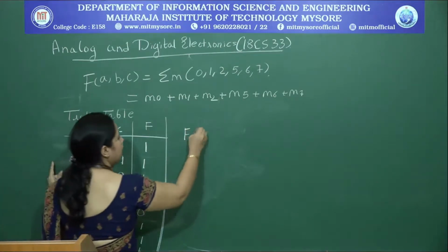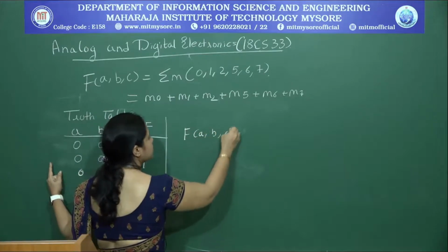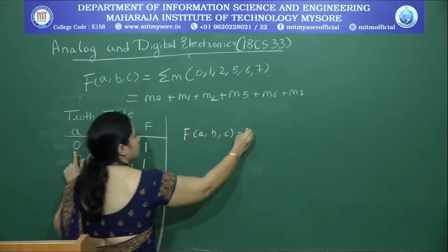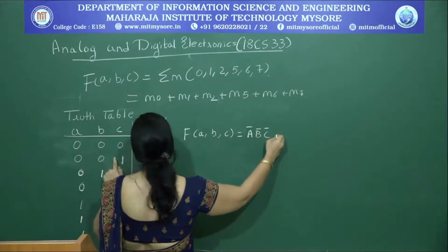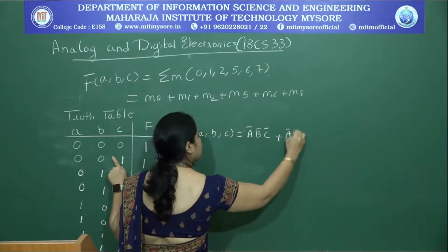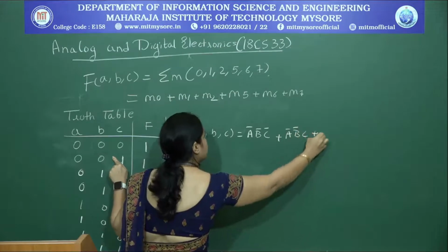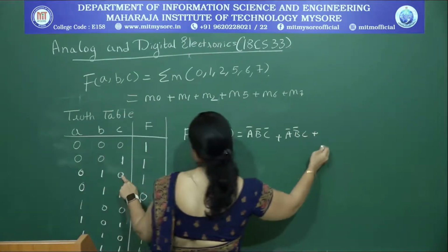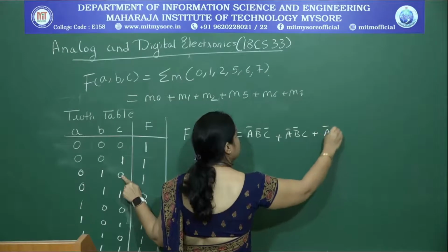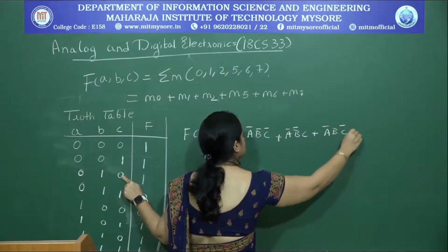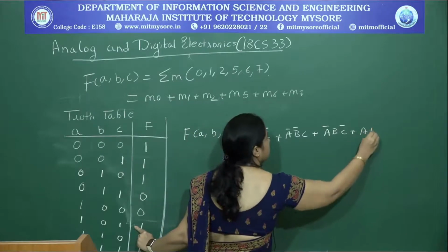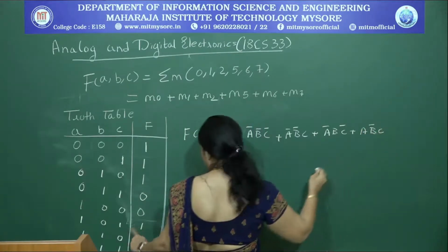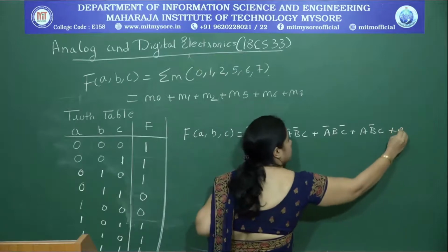So, here f of a, b, c, I can write it as a bar b bar c bar plus a bar b bar c plus a bar b c bar plus a b bar c and a b c.